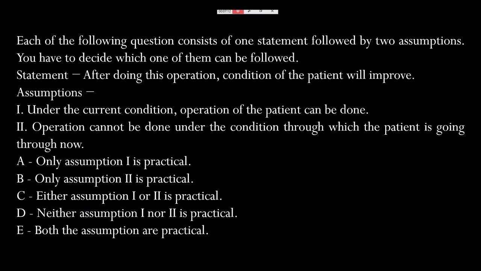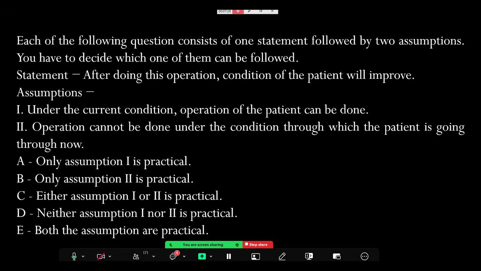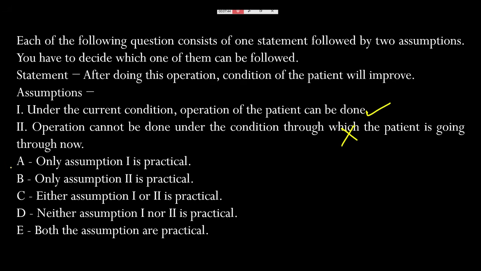After doing this operation, the condition of the patient will improve. That is the statement. Now, what assumption? Assumption 1: under the current condition, the operation on the patient can be done. Yes, that is why the doctor is giving the statement that after doing this operation, the condition of the patient will improve. If we cannot do the operation, why would they give that statement? So the first one is correct, the second one wrong. Don't say either one or two.